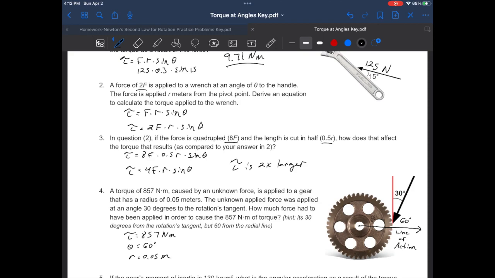Torque is force times radius times the sine of theta. So we would have a torque of 857 Newton meters. Theta is going to be 60 degrees, radius 0.05. We're solving for force. Torque is equal to F r sine theta. 857 is equal to F times 0.05 times the sine of 60.